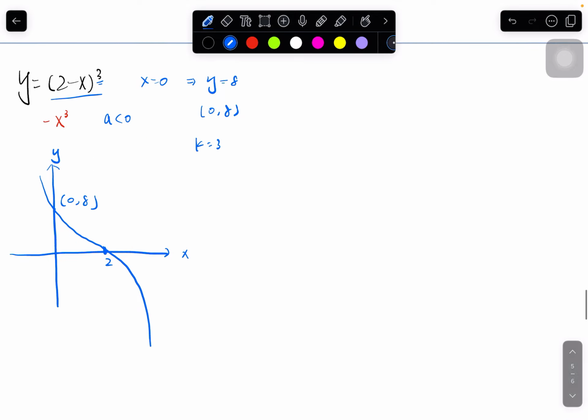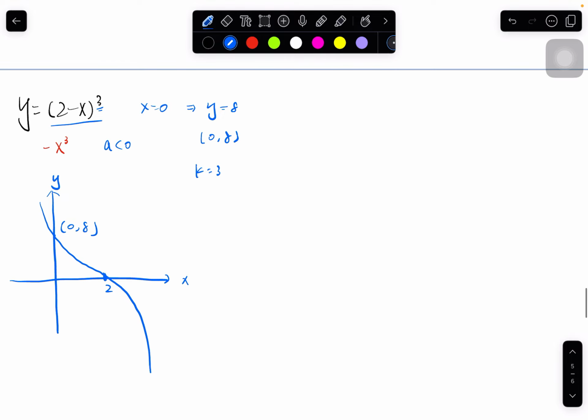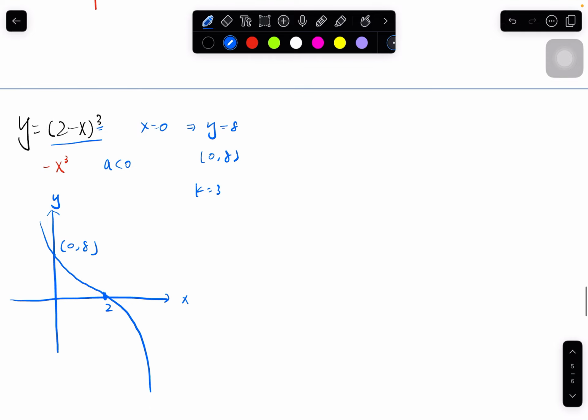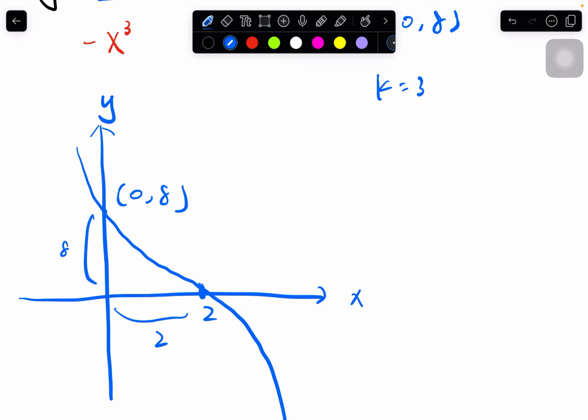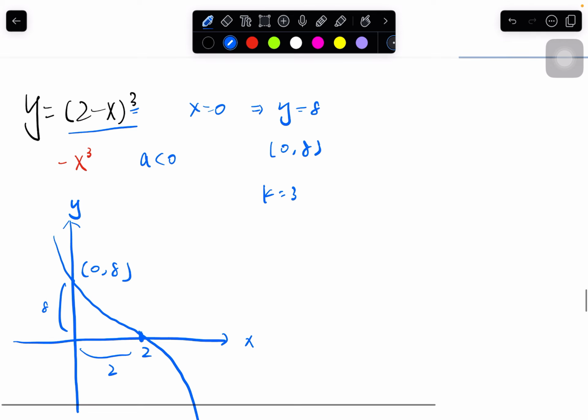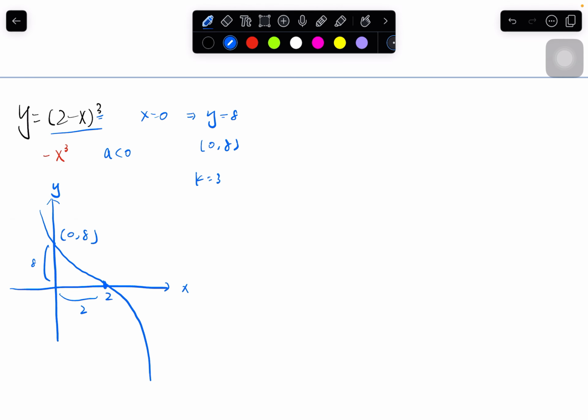Sorry for the scale, it's not very good, but you know what I mean. Because here this is 2. It's not very standard, or not quite on the right scale, but yeah, you know how to sketch this graph. That's the most important thing.